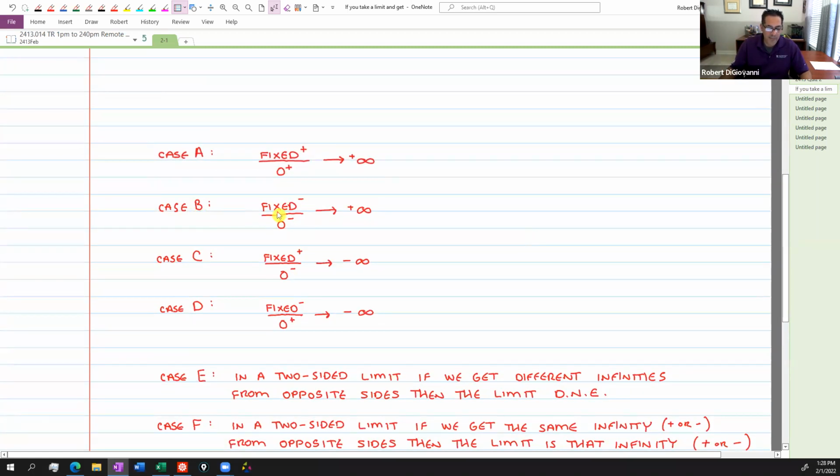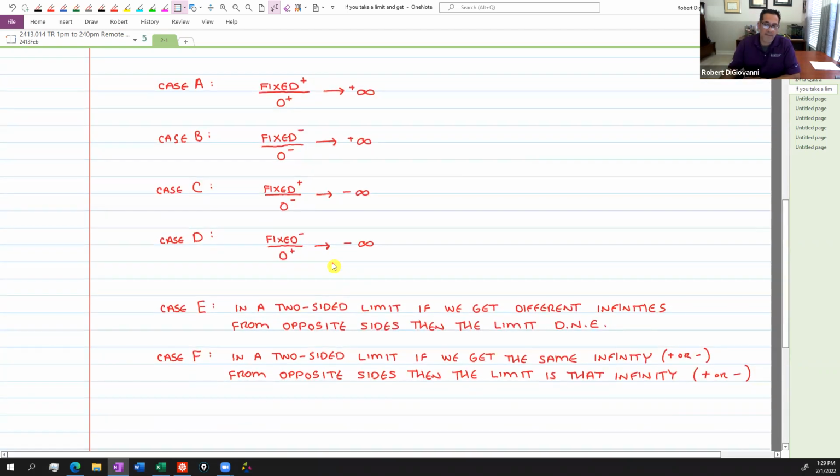On case B, if you're fixed and negative on the top, and the bottom's headed to zero, but also through negative numbers, then the ratio would have to be positive, so you get positive infinity. Or if you had fixed on the top but positive, and the bottom's headed to zero through negative numbers, then your ratio is negative, so you get negative infinity. Does this make sense? You're really just checking the signs. If they're the same signs, positive and positive, or negative and negative, the answer is infinity. If the signs are different, top and bottom, then your answer is negative infinity. Okay?